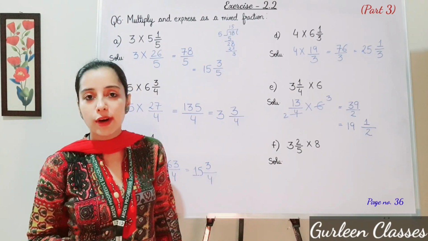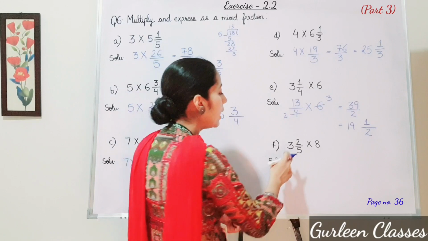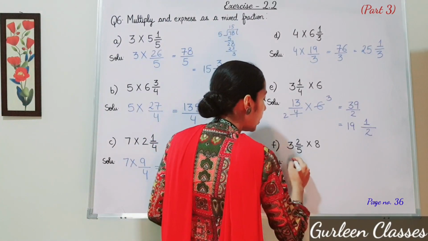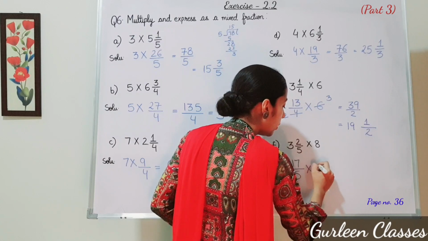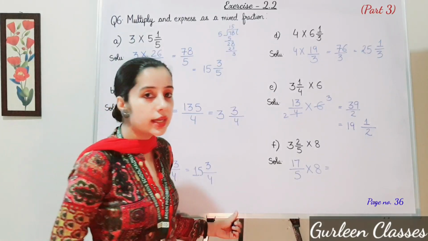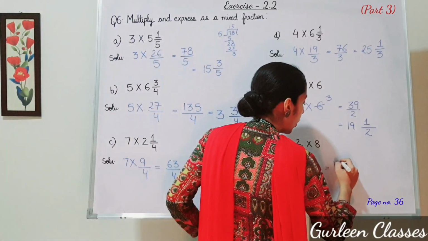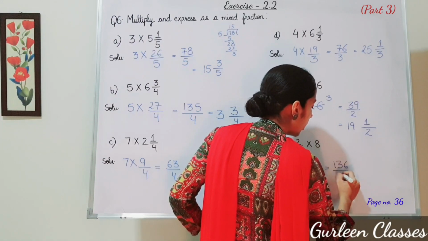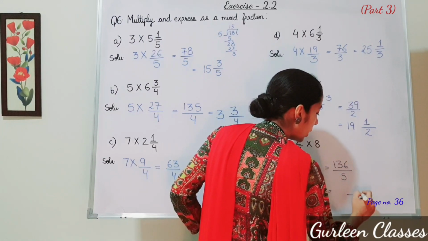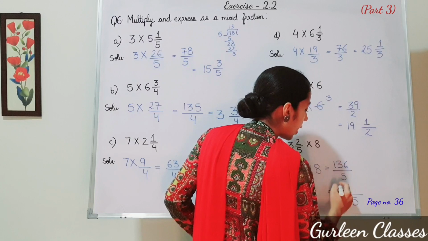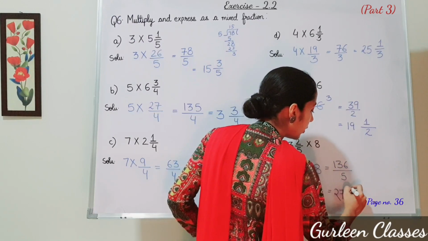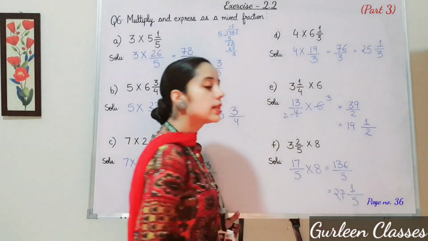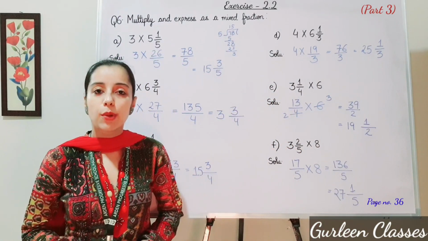Next part: 3 whole 2 upon 5 into 8. So multiply. 5 3s are 15 plus 2, 17 upon 5 into 8. 17 8s are 136. So right here, 136 upon 5. Now divide. Denominator is 5. 5 2s are 10. 36. 5 7s are 35 and 1. So answer is 27 whole 1 upon 5.